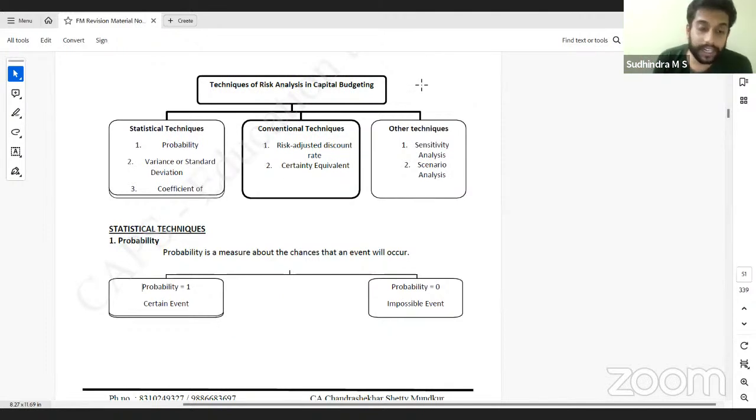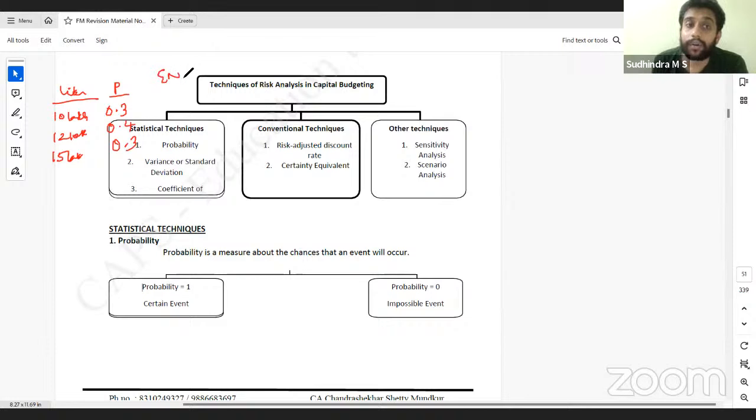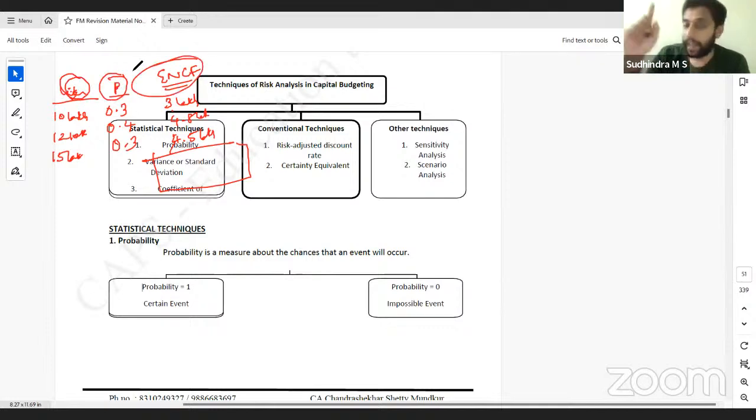How do we calculate expected net cash flow? Let's say likely cash flows are 10 lakh, 12 lakh, 15 lakh, with probabilities 0.3, 0.4, 0.3. How do I calculate expected cash flow? It will be 10 lakh into 0.3, 3 lakh; 12 lakh into 0.4, 4.8 lakh; 15 lakh into 0.3, 4.5 lakh. So this would be the expected net cash flow. It is the expected value concept which we learned in foundation statistics. Same concept: likely cash flow into probability will give you expected net cash flow.